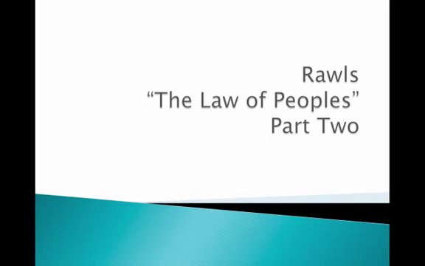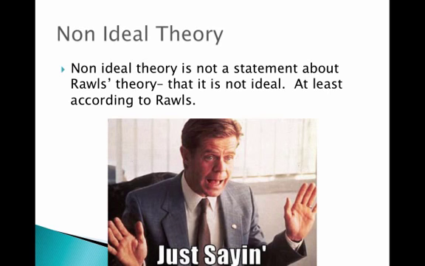Okay, this lecture is going to cover the second half of Rawls' The Law of Peoples. Rawls gives a little caveat when introducing non-ideal theory. He makes a cute joke that non-ideal theory is not a statement about Rawls' theory. That is not ideal, at least according to Rawls. I'll forgive him for that.